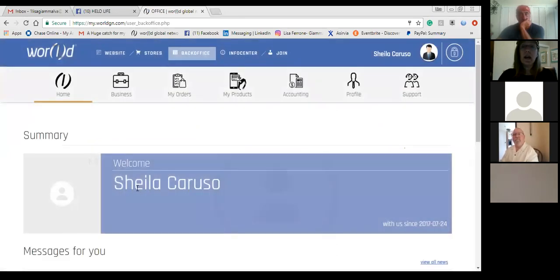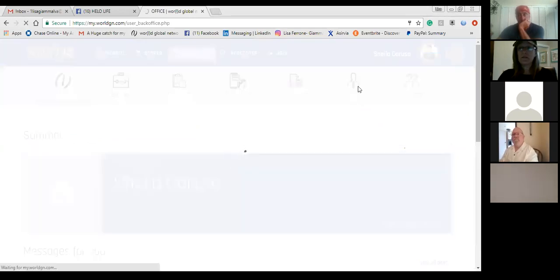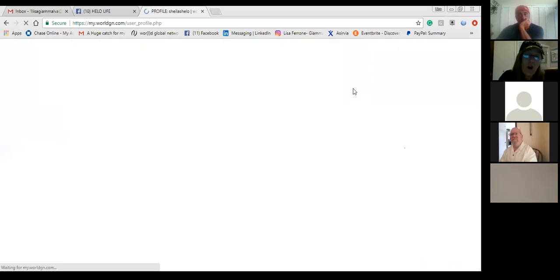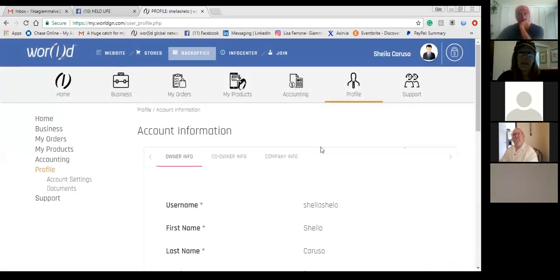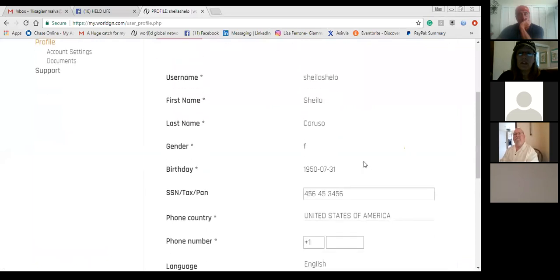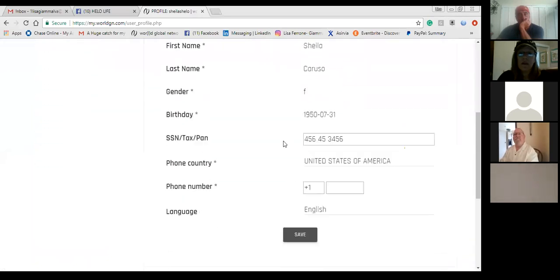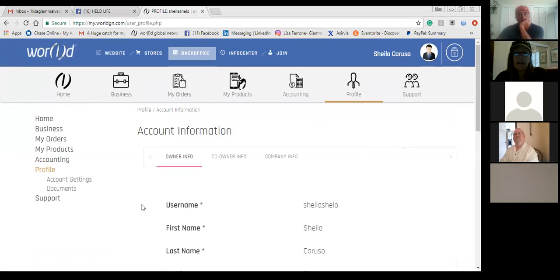First thing I do, you guys, is I'm going to go ahead and click on profile. Okay, click on profile. And what you want to make sure you do before you set up their back office, this is important, is you want to check all the information. You want to make sure username, first name, last name, make sure social security number is right. Sometimes the social security number might not even be there. Make sure everything's correct under owner information.